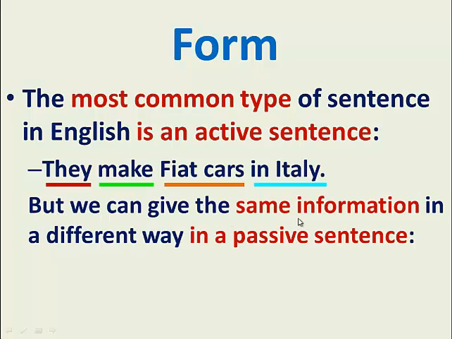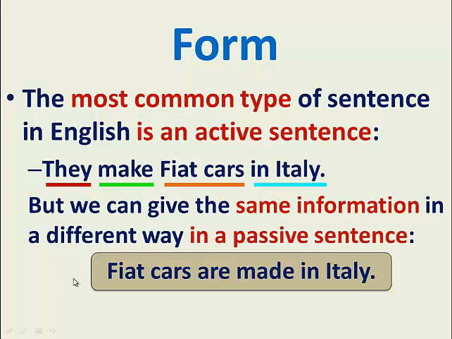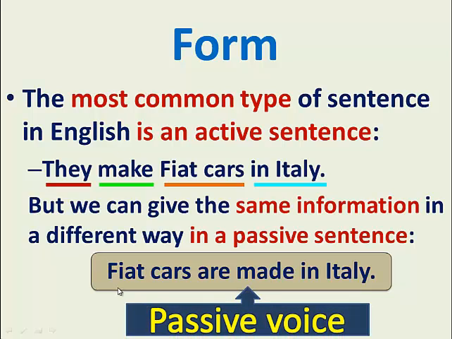But we can give the same information in a different way by using the passive voice. So the same sentence can be expressed as follows. Fiat cars are made in Italy. This construction is called the passive voice. And this is what we're going to study today.